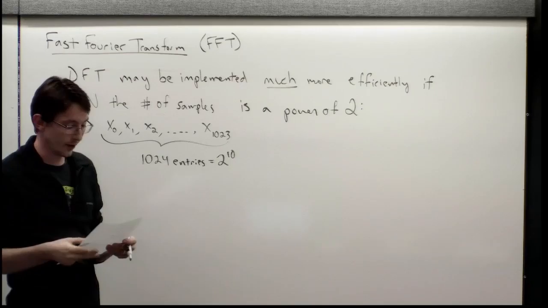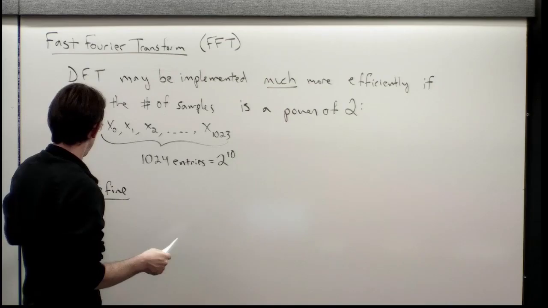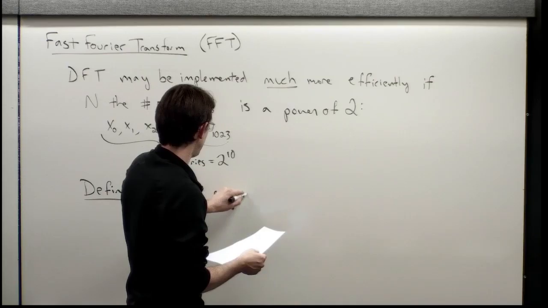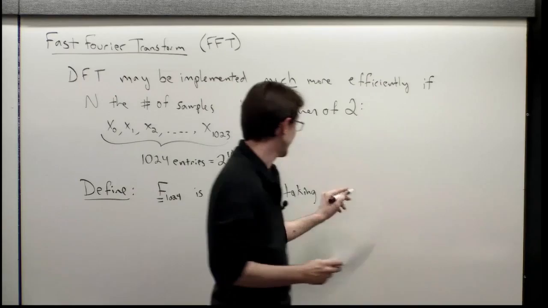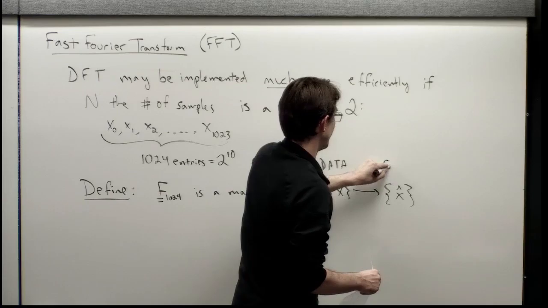Okay, so how does this go? So define, we're going to say that this matrix F1024 is a matrix taking my data, x, to my Fourier coefficients, x hat. Okay, taking data to Fourier coefficients.